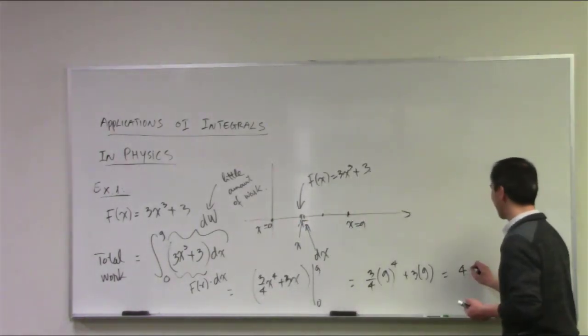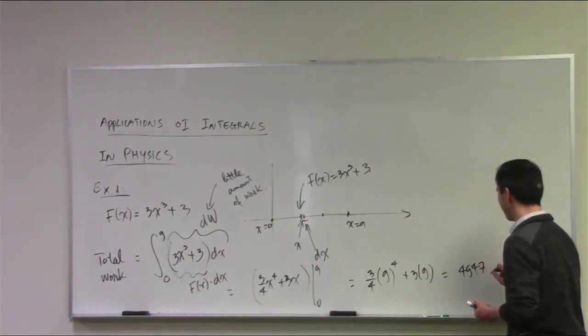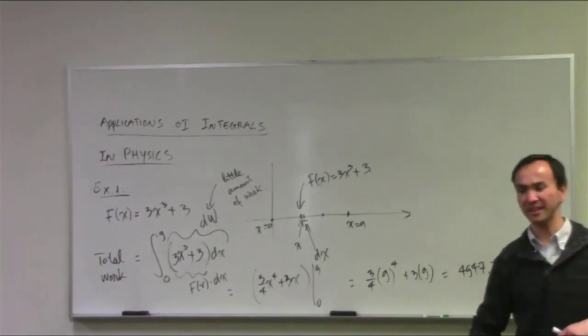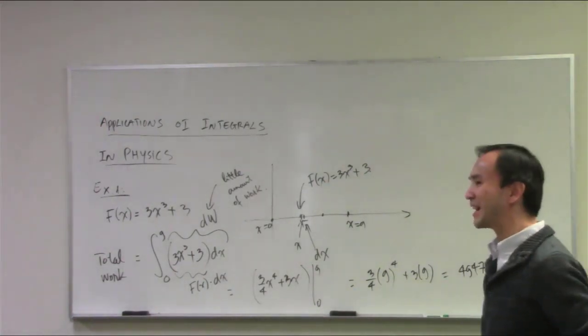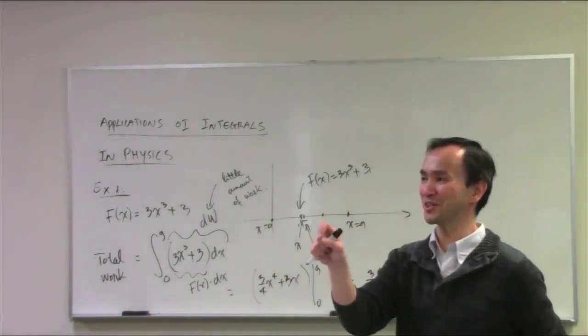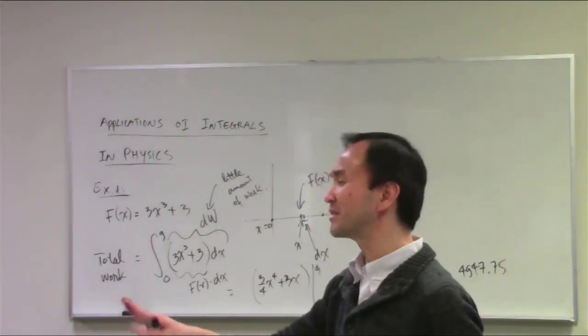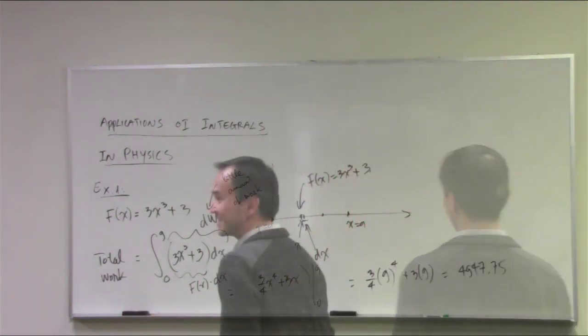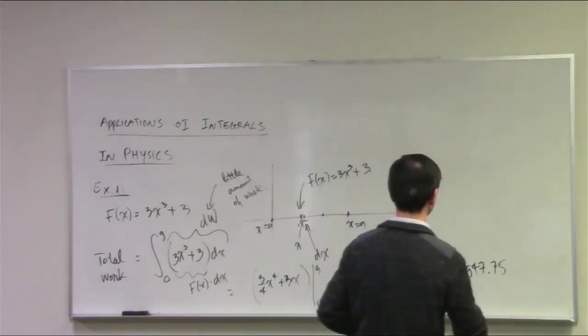4,947? Yeah. 0.75. Okay. So you got the decimal, but that's okay, that's precisely that. Guys, it's work. So what's the units for work? The standard one. Oh, I can remind you. Joules. Okay.